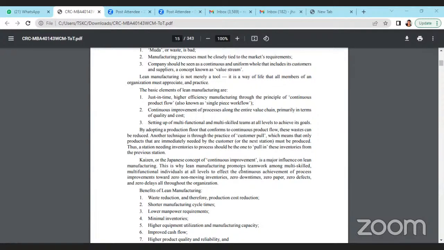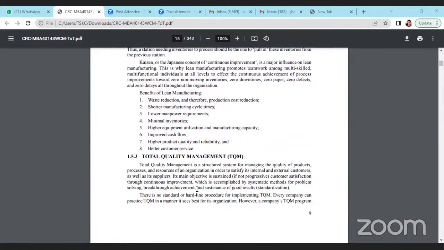Lean manufacturing promotes teamwork among multitasking, multi-skilled, multifunctional people, and helps in the continuous achievement of improvement. It tries to bring about zero non-moving inventory, zero downtime, zero paper, zero defects, and zero delays throughout the organization.